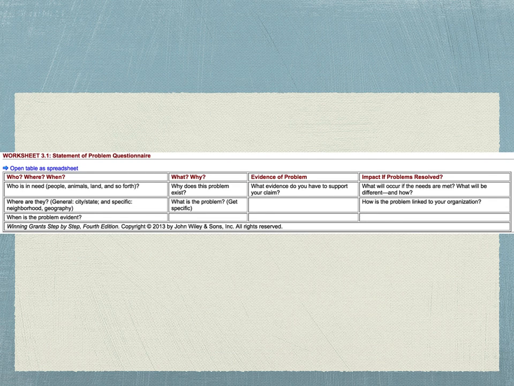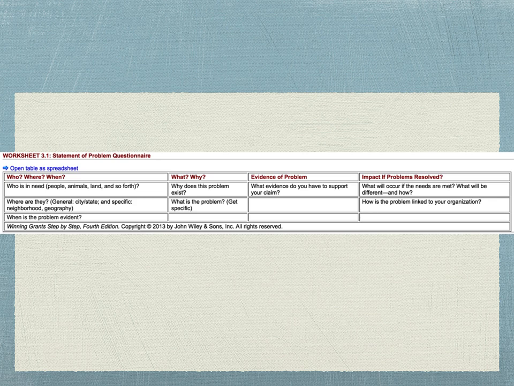So your book, at least the online version of the book, has a great little table or spreadsheet that you may want to open and mess around with as you start to draft your problem statement. And so this is just a nice little chart that can help you draft or craft your problem statement.